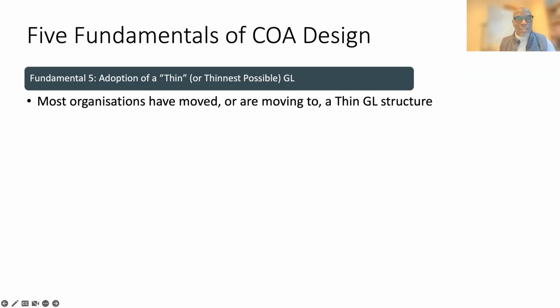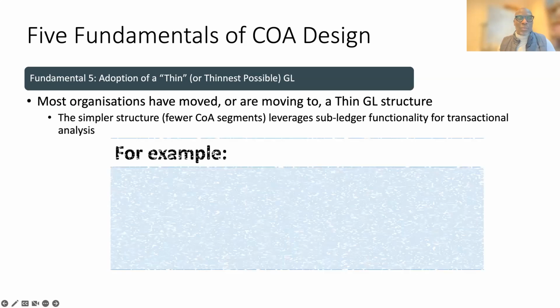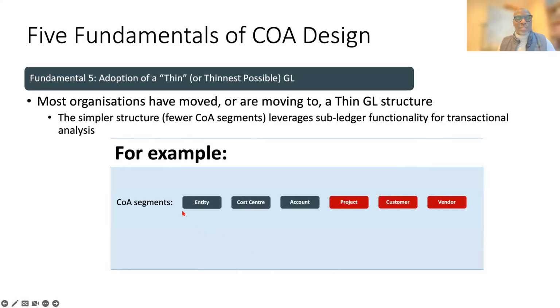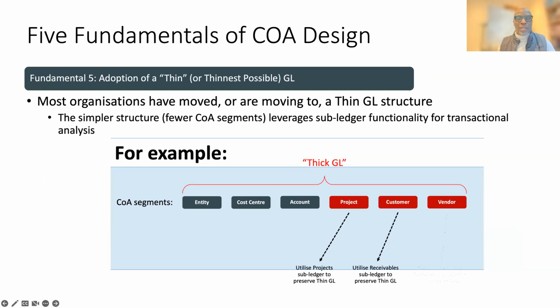And then you have adoption of thin GL. Basically, what we're saying here is that you want the number of segments to be as small as possible. Now, in this example, you've got project, customer, vendor, and it's not wise to put this type of data inside your segments. That data should be in your subledgers. You wouldn't put them in here. So that is what is called a thick GL, and the thin one is looking at as small little segments as possible.